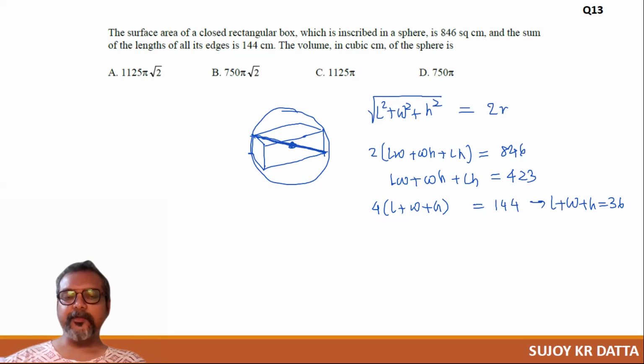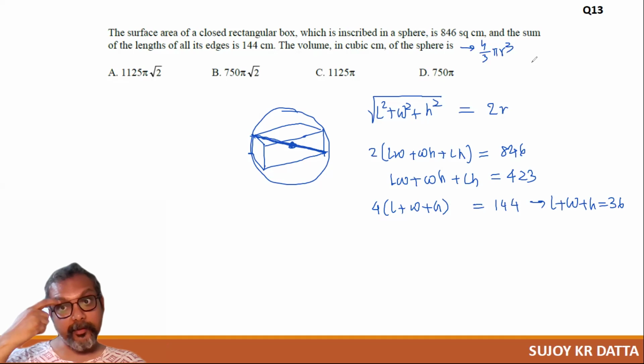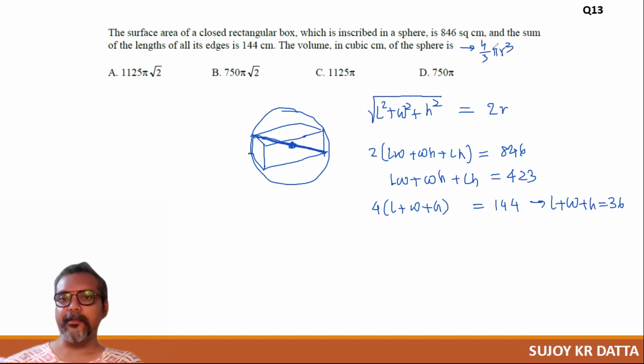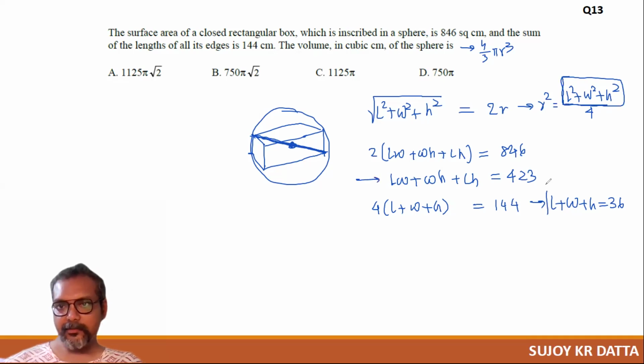So the volume of the sphere we want. We need to figure out the volume, which is 4 by 3 pi r cubed. So we need to first figure out what r is. And then we'll plug in. As you can see here, r squared is basically L squared plus W squared plus H squared by 4. If I can find this out, we'll figure it out. How do you find that out? We'll use this and this to find out.